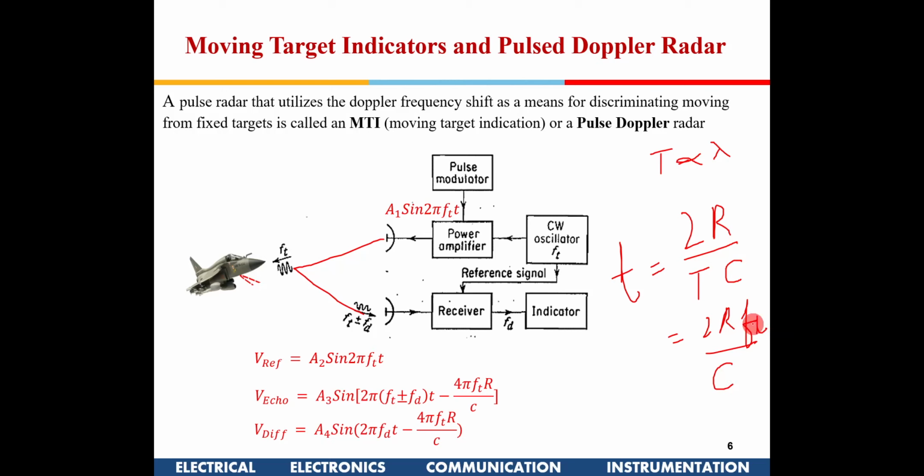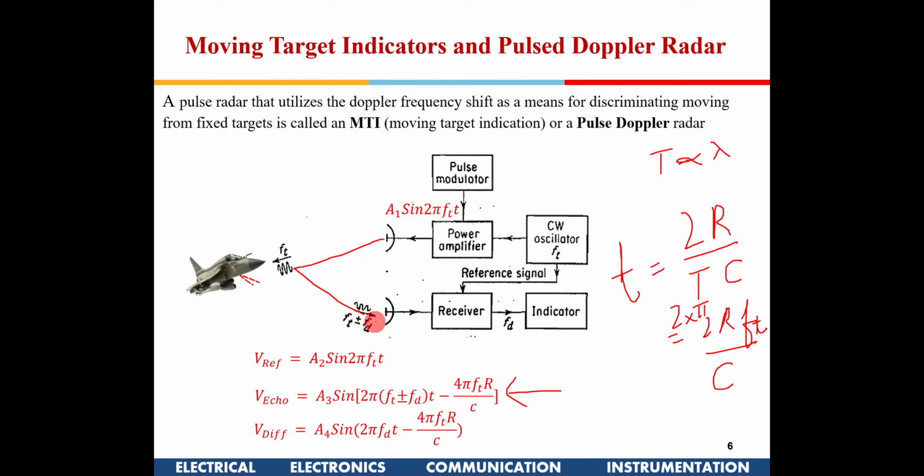This is the transmitting frequency. Now this is in lambda. So if I have to write it in phase, I can multiply it by another 2 pi. So I get this. So what do I see from this equation? This is a very important equation.